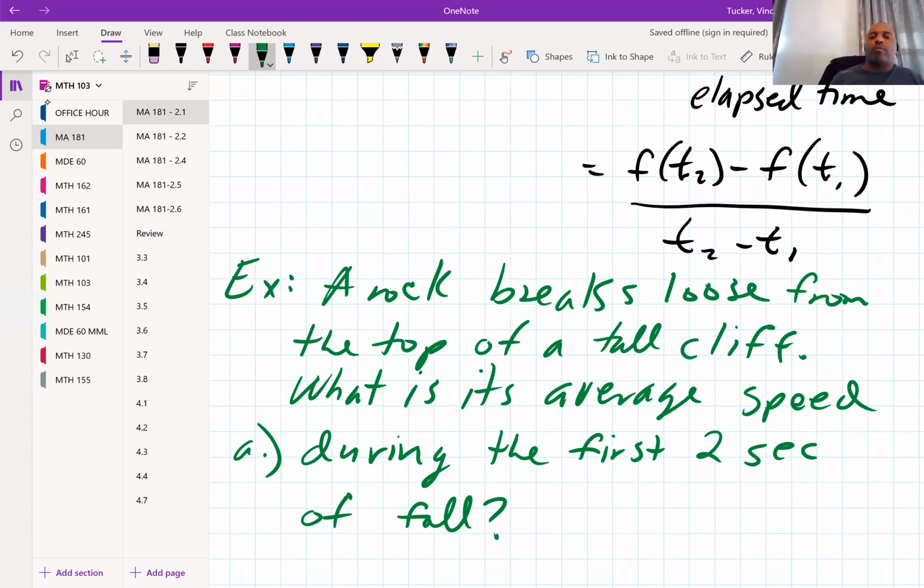Okay, so a rock breaks loose from the top of a tall cliff. What is the average speed for A during the first 2 seconds of fall? We'll look at A first, then we'll look at B.